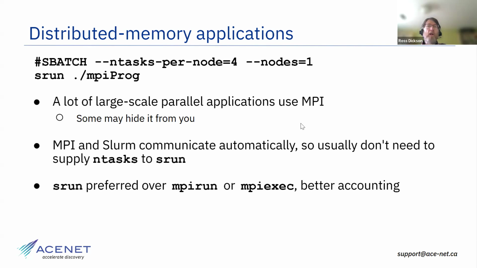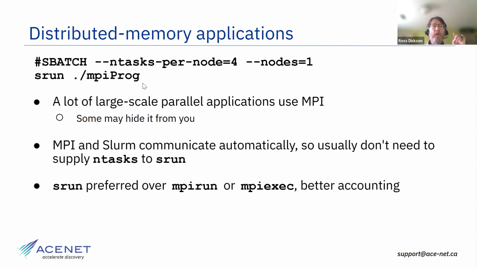Occasionally I've seen some that used MPI and didn't make that obvious from the documentation. They're not explicitly hiding it from you like it says here. They just sort of assume that everyone knows what's going on. As it happens, MPI and Slurm are what we call tightly integrated. MPI and Slurm will communicate automatically.